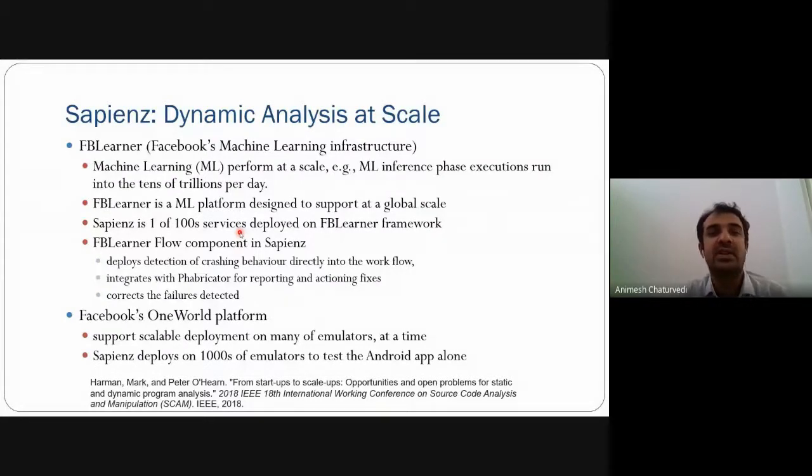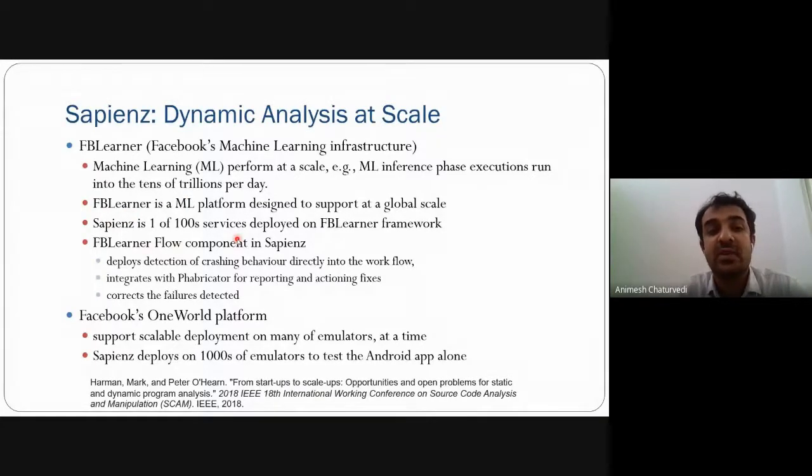So Sapienz is based upon FBLearner. What is FBLearner? It is Facebook's machine learning infrastructure. FBLearner performs machine learning at large scale. It has a huge infrastructure, there are various phases of execution, and it can execute and perform tens of trillions of predictions per day. It is an ML platform designed to support global scale, which means it can support not thousands but billions of users of Facebook. This amount would be supported by FBLearner.